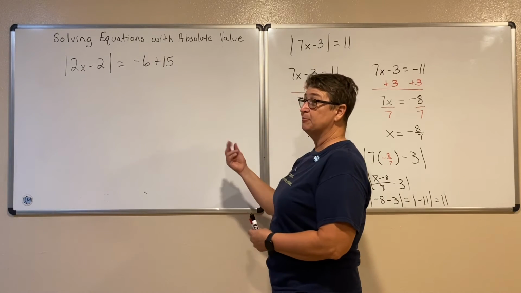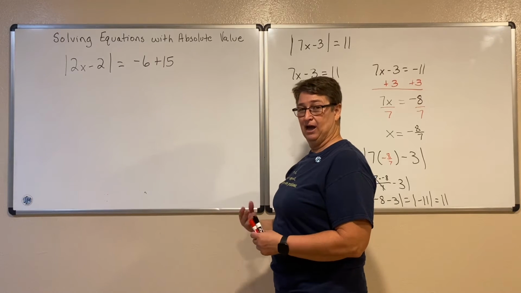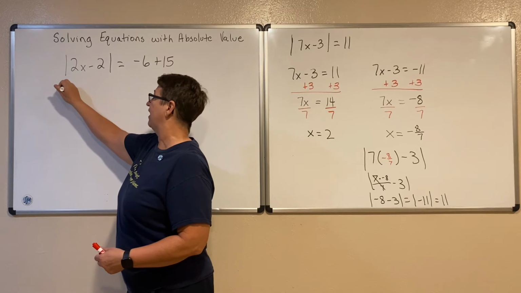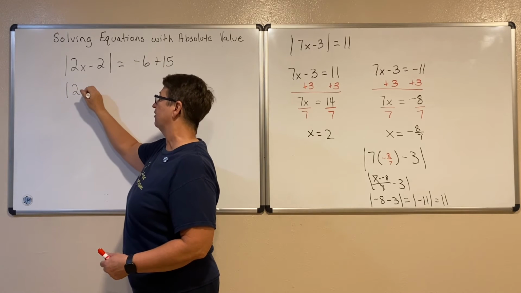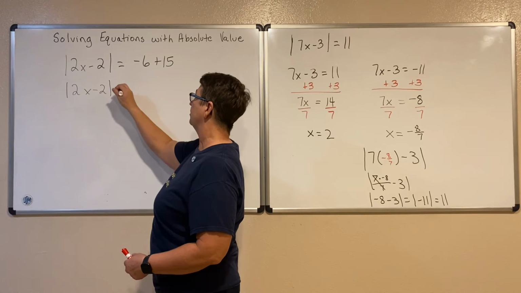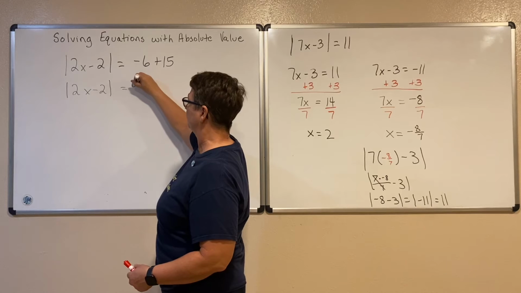So I'm going to simplify what's on the right first before I begin to solve this equation. I can't do anything on the left just yet. Those can't be combined. They're not like terms. But on the right, 15 minus 6 leaves me with a positive 9.